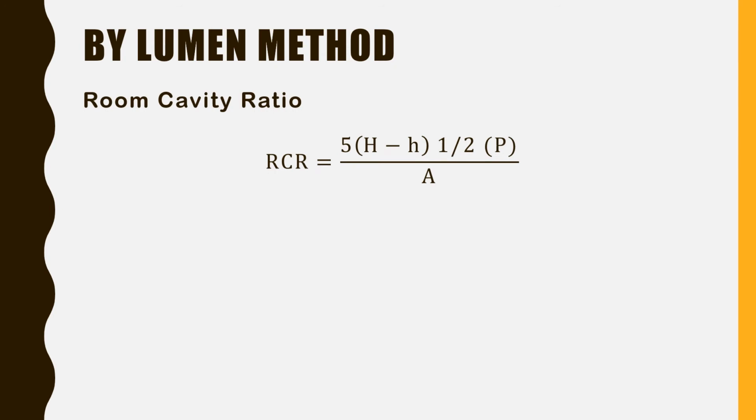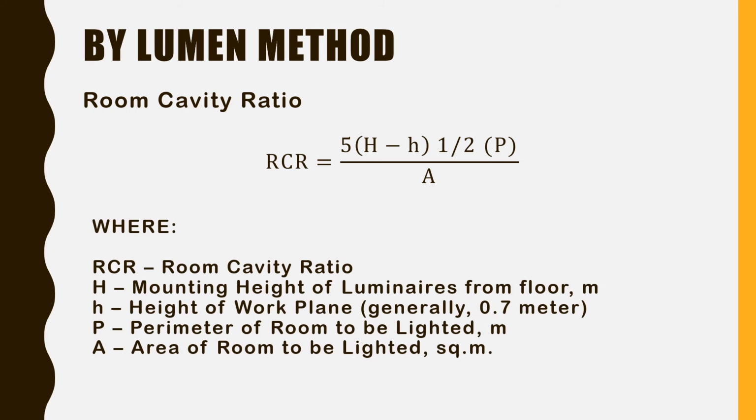Now getting the room cavity ratio, or in other calculations that is room index. Here we are going to use room cavity ratio. This is the formula: RCR equals 5 times the quantity H minus h, times 1/2 of P over A. So what is the meaning? RCR is the room cavity ratio. Big letter H is the mounting height of luminaires from the floor, in meters. And small h is the height of the work plane, generally 0.7 meter. You can use it as standard, 0.7 meter.